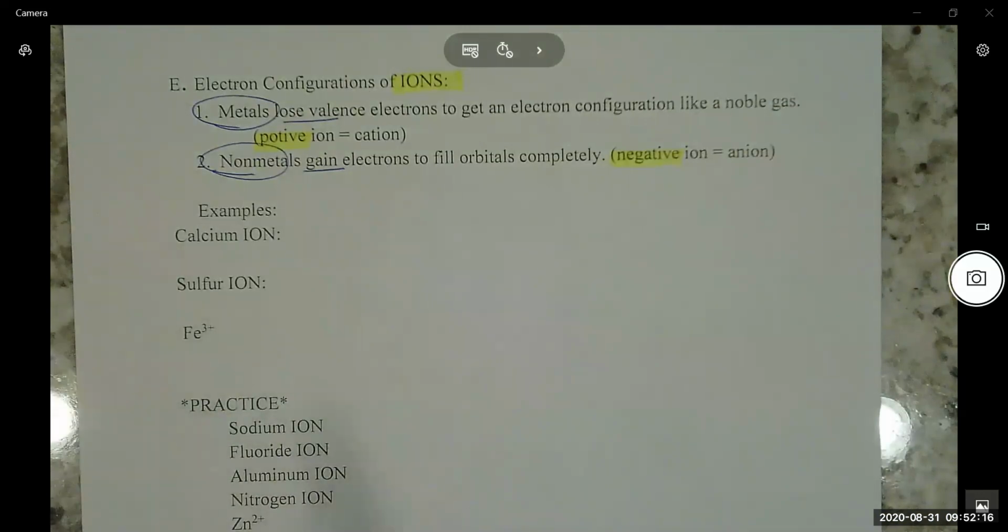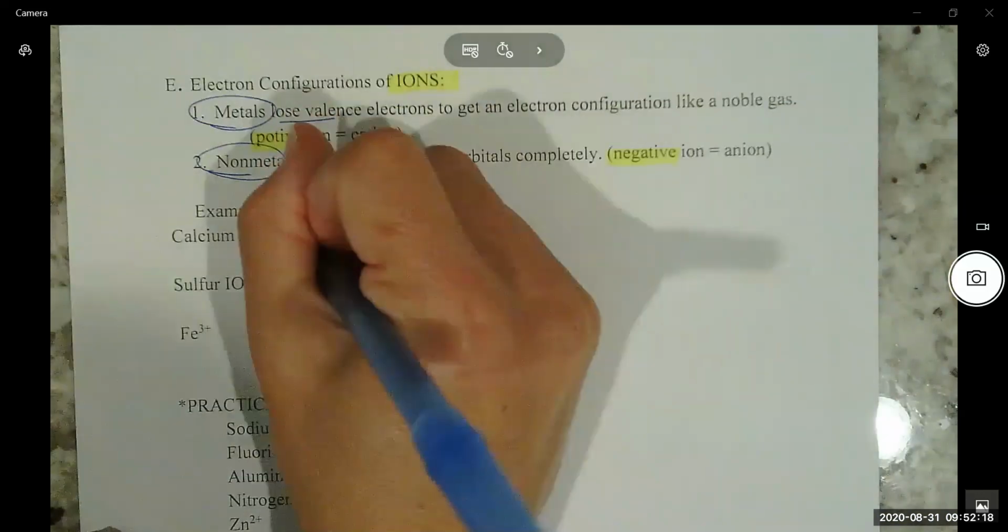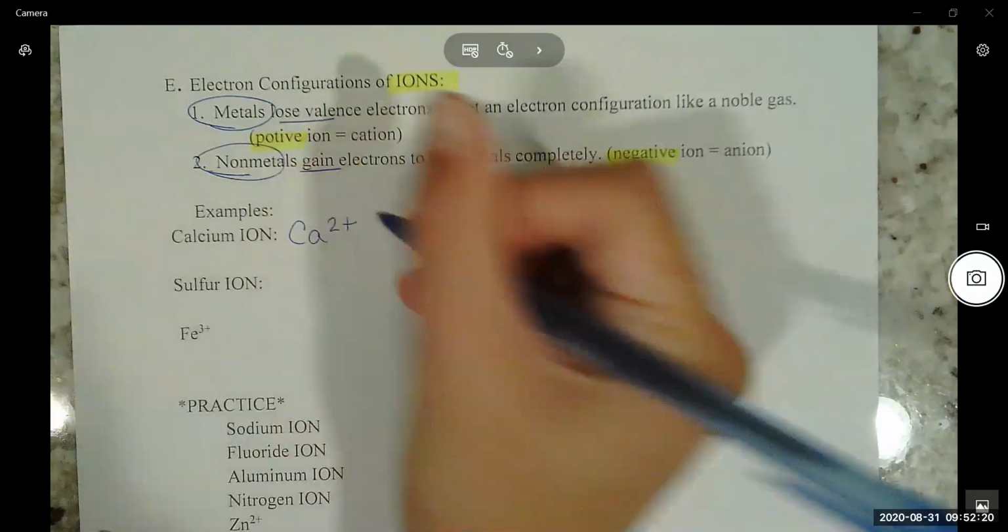So let's take a look at what that looks like. Okay, let's talk about the calcium ion, calcium 2+.